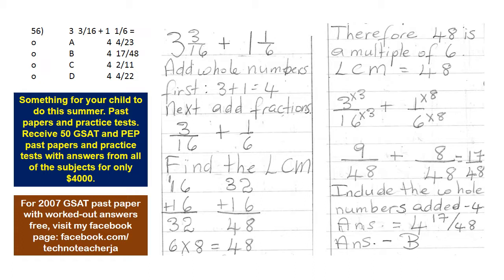So can 6 go into 16 without leaving a remainder? No. So add 16 plus 16, which is equal to 32. 6 cannot go into 32 without leaving a remainder. So add 16 more to 32. 16 plus 32 is equal to 48. Can 6 go into 48 without leaving a remainder? Yes. 6 goes into 48 8 times without leaving a remainder. So therefore 48 is the LCM.